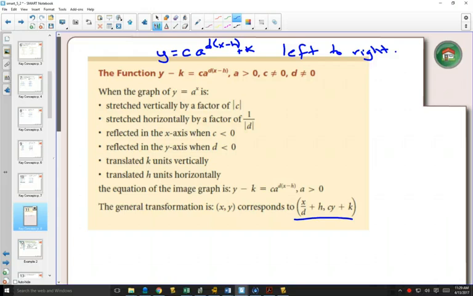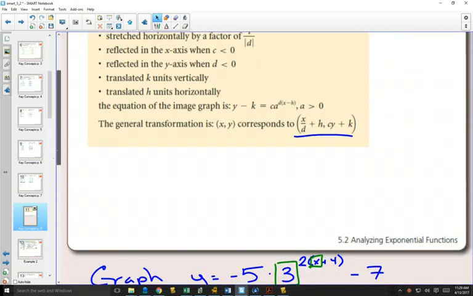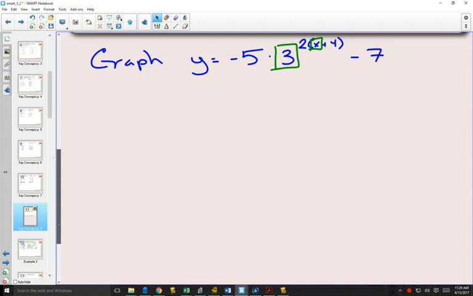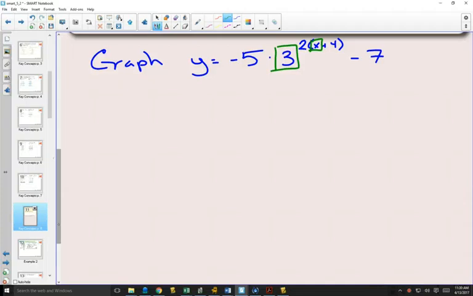So right beside this question, in the space beside and the space below, we're going to do an example. So we're going to graph y equals negative 5 times 3 to the 2x plus 4 minus 7. That would be the equation. The green boxes wouldn't be there when you got the equation, but the green boxes are there for you to recognize that my parent function, the one that it's related to, is y equals 3 to the x.